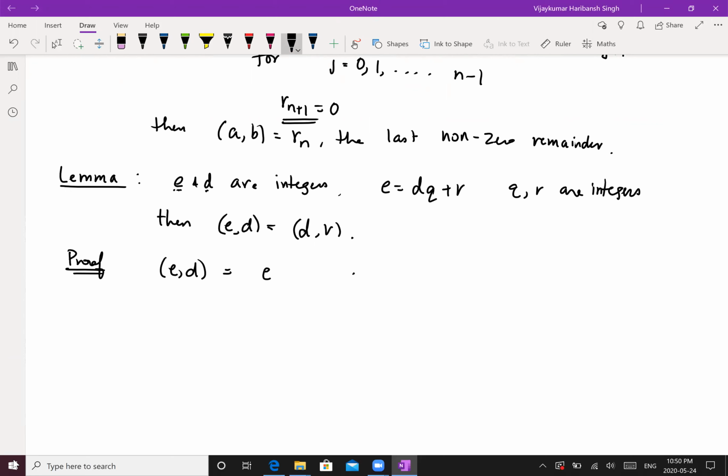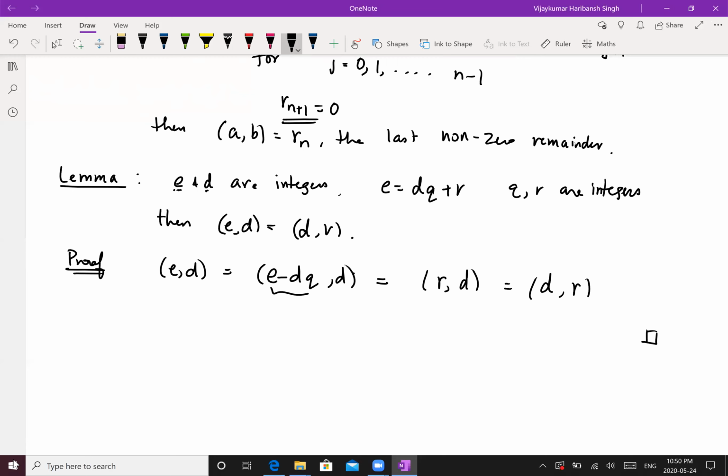So I get GCD of E comma D is going to be GCD of E minus DQ comma D. That means this is going to be R, D. But GCD of D, R is the same as GCD of R, D, since GCD of A, B is the same as GCD of B, A, right? So therefore, done.